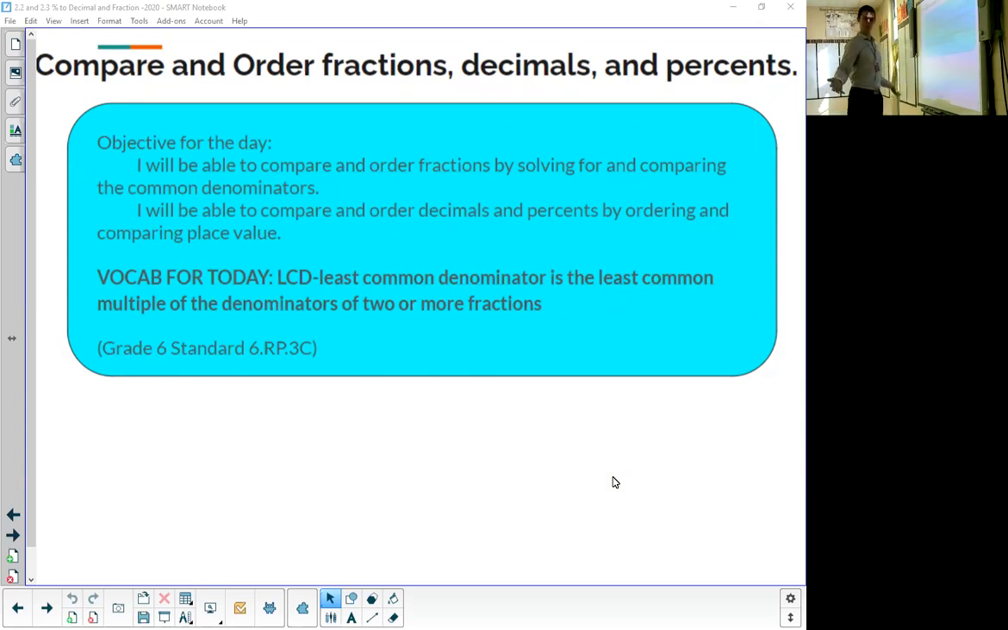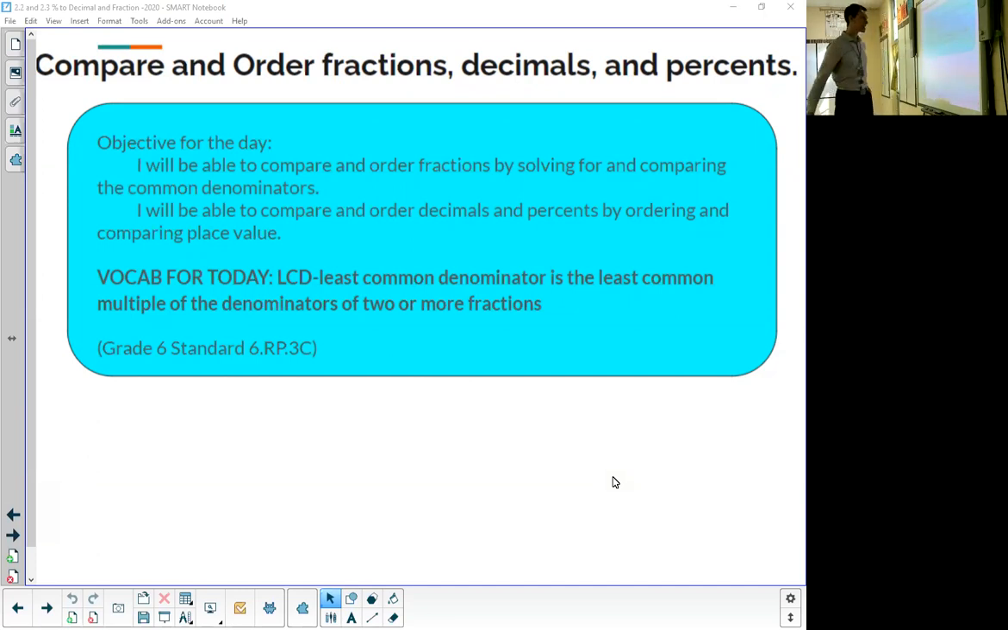Good morning, students. Happy Tuesday. Today we are going to be talking about comparing and ordering fractions, decimals, and percents. We're going to be looking at which one is greater than, which one is less than, which one is equal to. So the objective for the day: you'll be able to compare and order fractions by solving for their common denominator. And for our percents and decimals, we will be ordering and comparing them by place value.